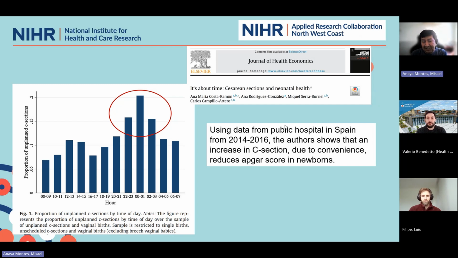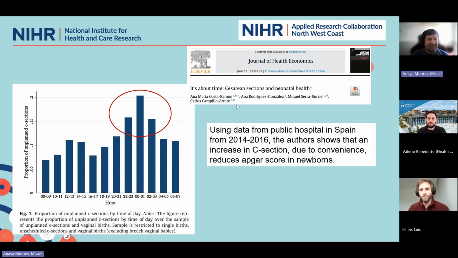So they found that effectively there is a relationship between the hours of the night and increasing C-section rates, and increasing C-section rates and a reduced Apgar score, which is a health outcome for newborns. So this is measuring the skin, the brightness of the child. So unnecessary C-sections are causing harm to babies. So this is an interesting paper.